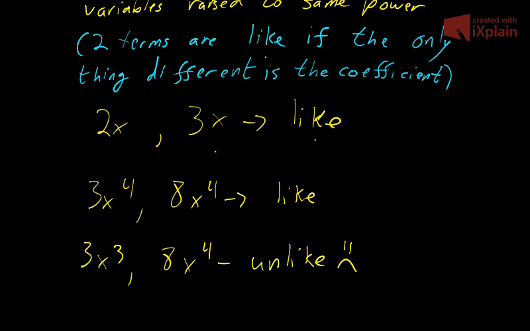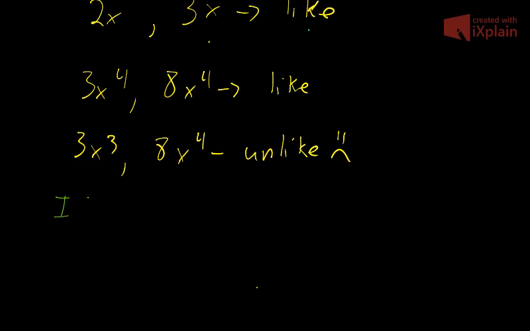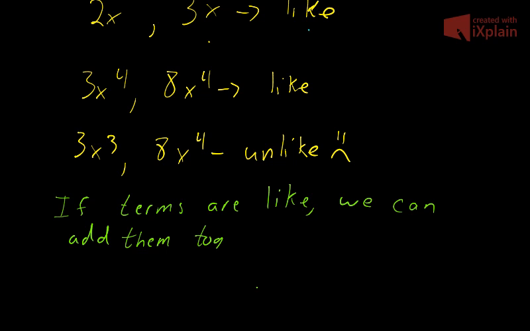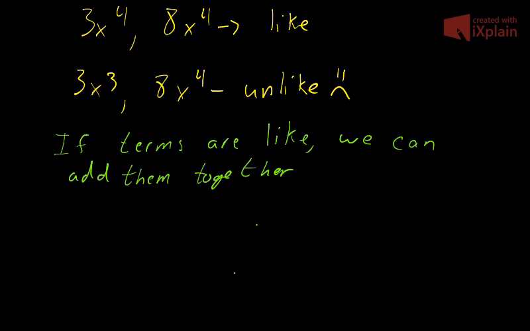But that's okay. The important thing to remember is that if terms are like, we can add them together. So if terms are like, we're going to treat them like words. Just as a quick example, what is 3x to the fourth plus 8x to the fourth? I would think, well, what's 3 apples plus 8 apples? That's going to be 11 apples. So 3x to the fourth plus 8x to the fourth is going to be 11x to the fourth.